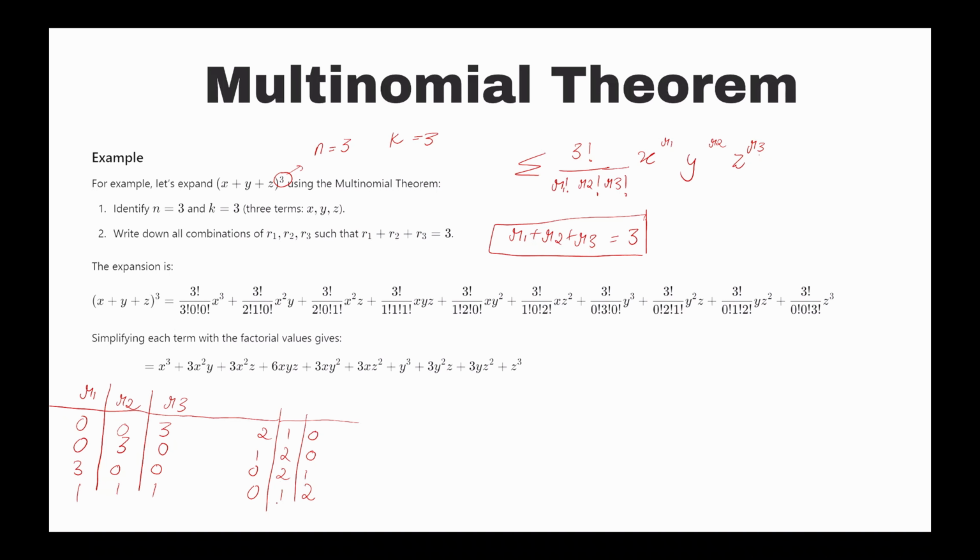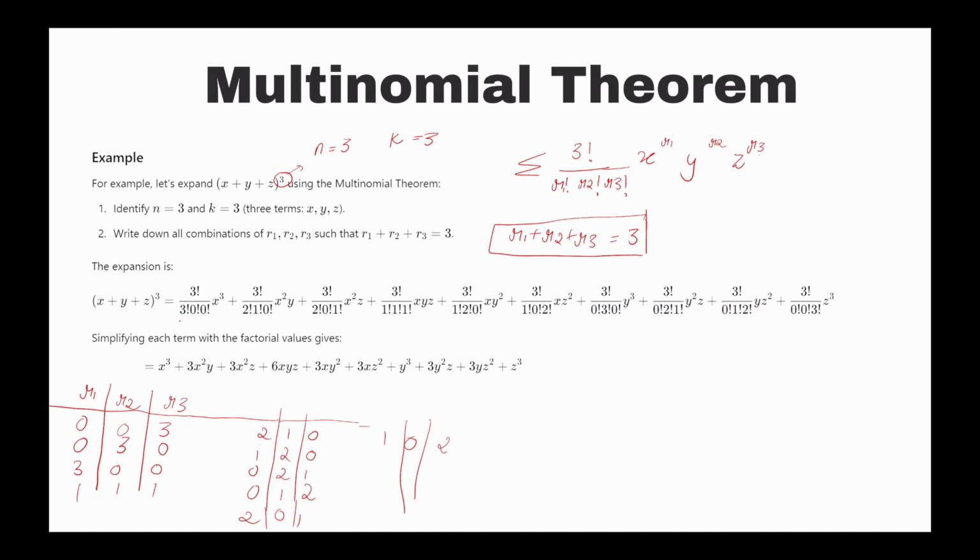What are the other possible combinations? I can have 0 in between. So I can have 2 here, 1 here. I can have one more 0 in between, and I can have 1 here, 2 here. So these are the possible combinations of R1, R2, and R3.